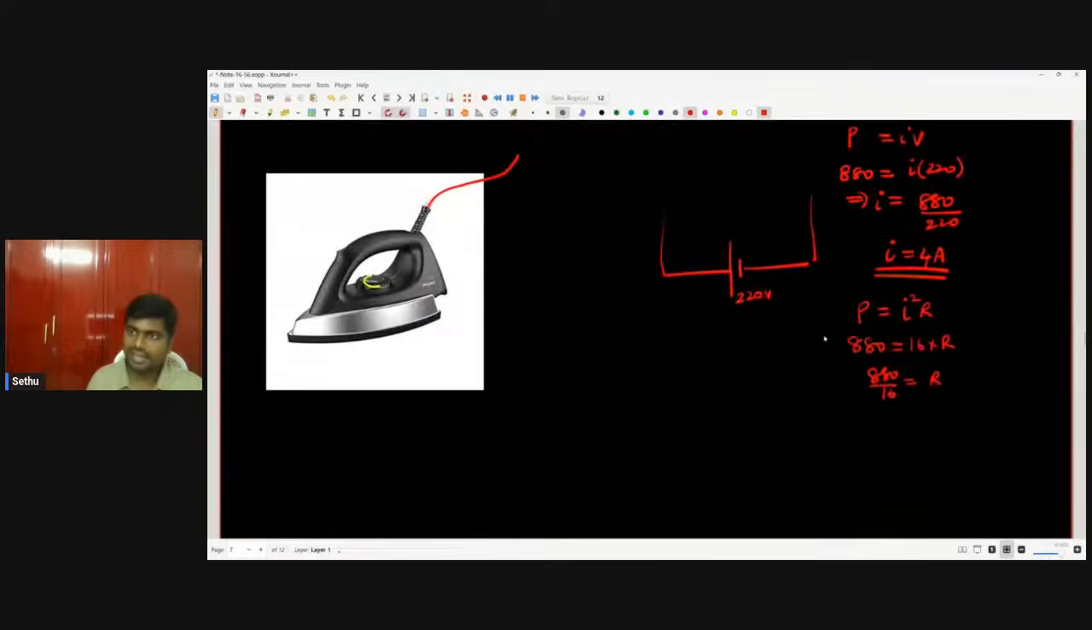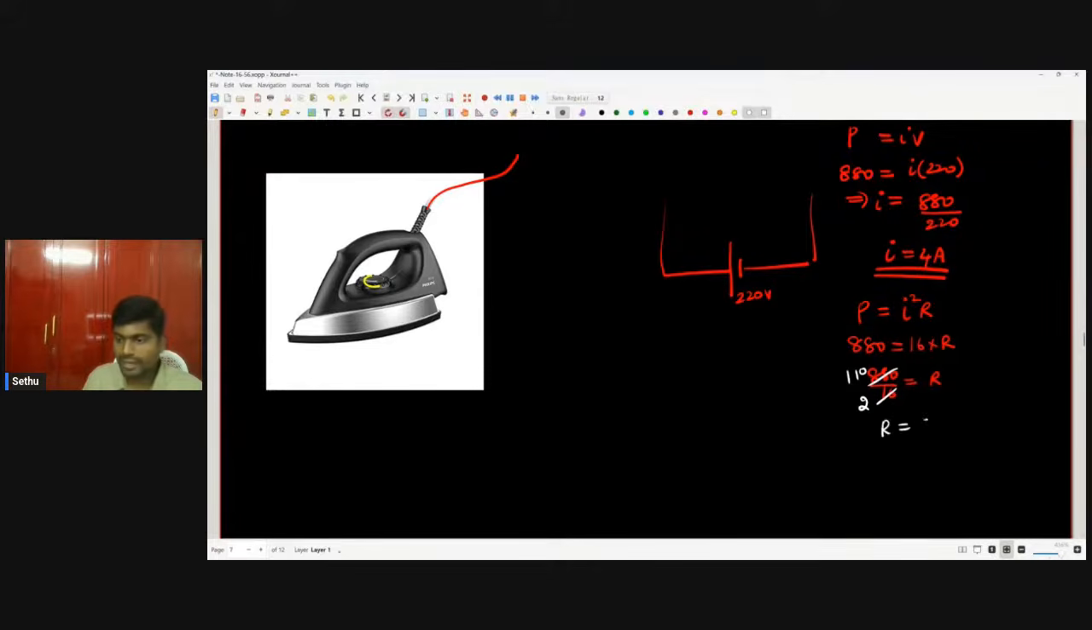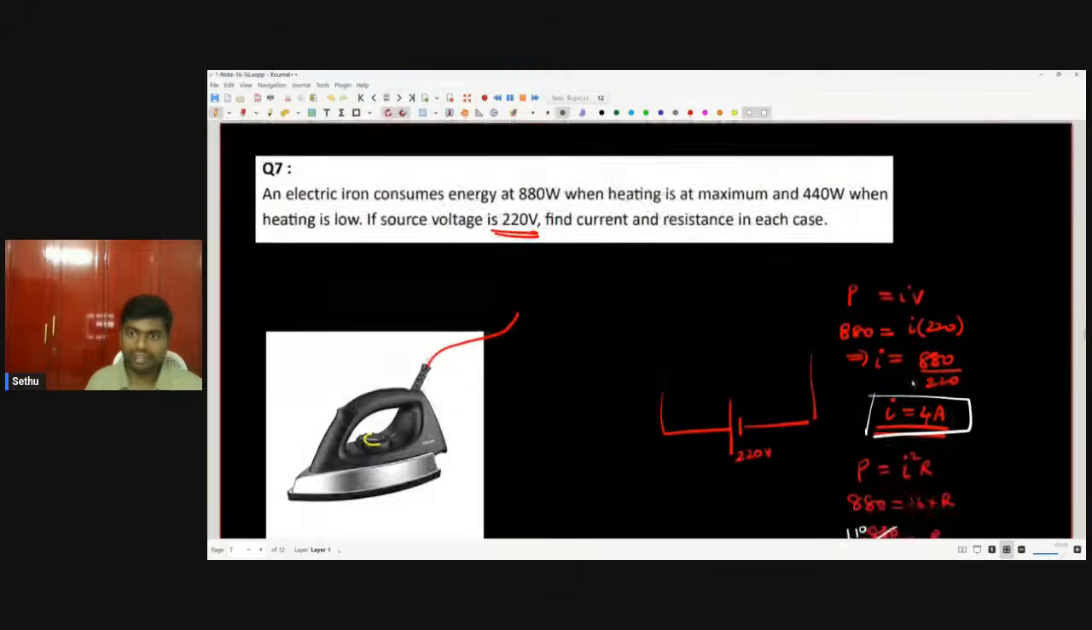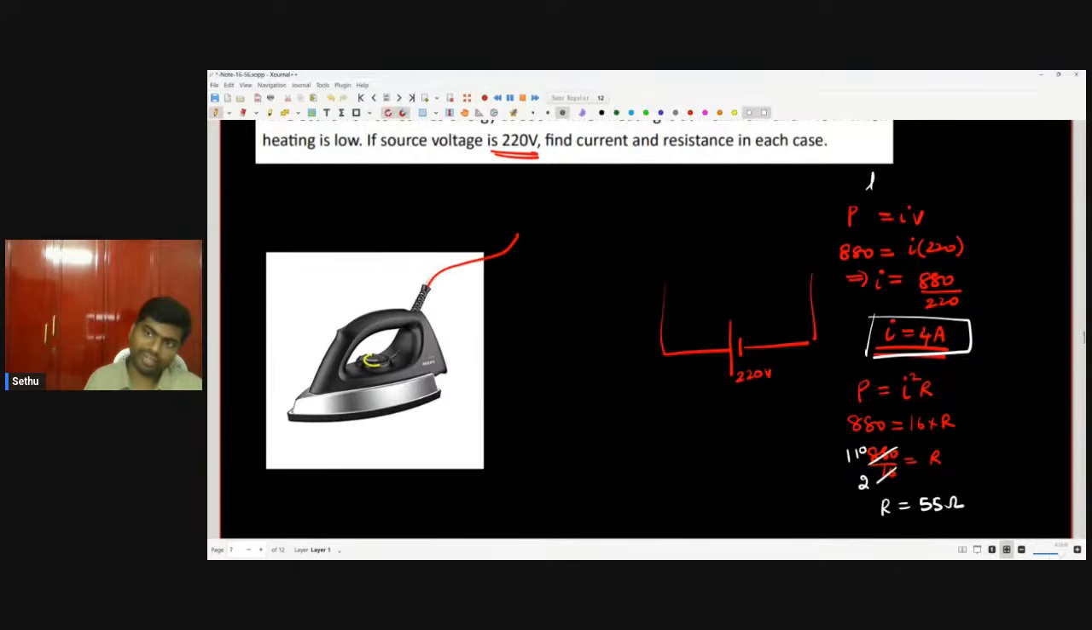Now, how much is this? 880 divided by 16. Let us check. This is, I can say, 8 times 110. So R must be equal to 55 ohms. So when the setting is at maximum, when heating is at maximum, the current is 4 amperes and the resistance is 55 ohms.